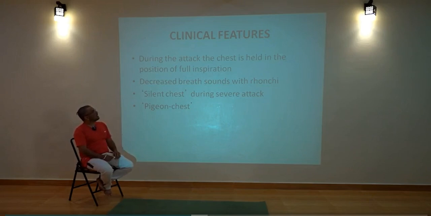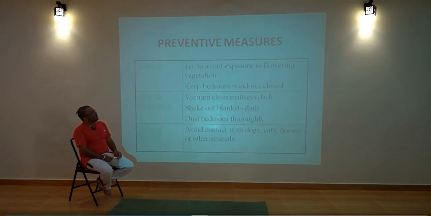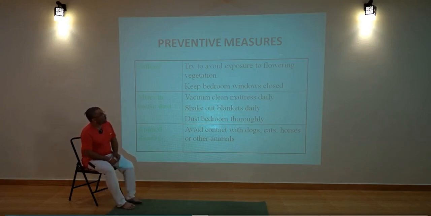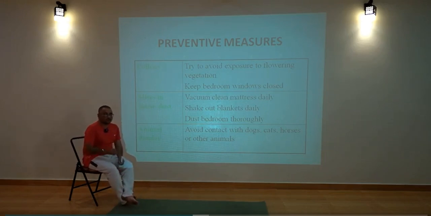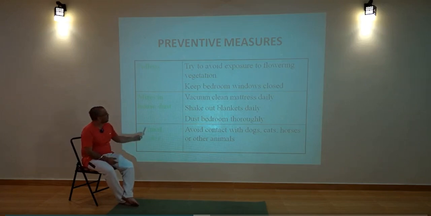So move to the next slide now. Preventive measures. Pollens: try to avoid exposure to flowering vegetation. Keep bedroom windows closed if your house is nearby that type of atmosphere where more gardening vegetation is going on.